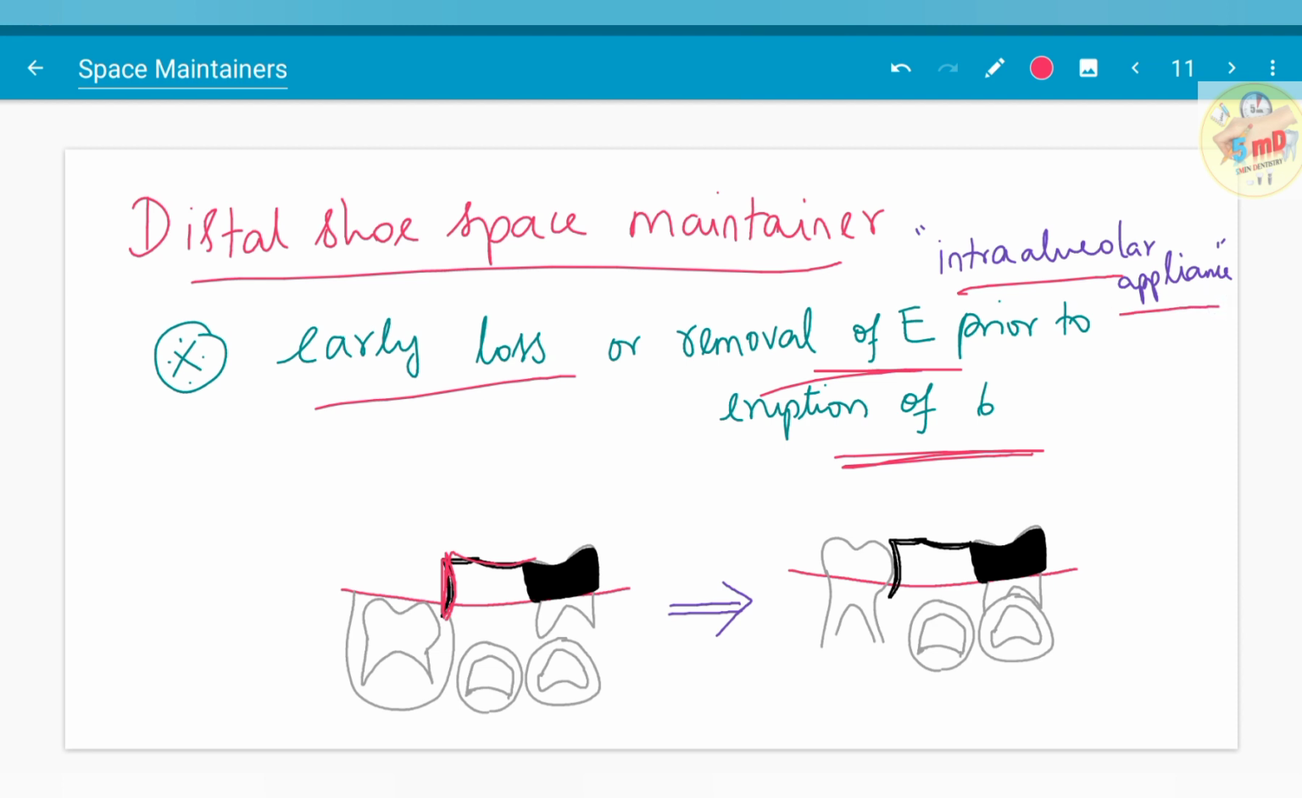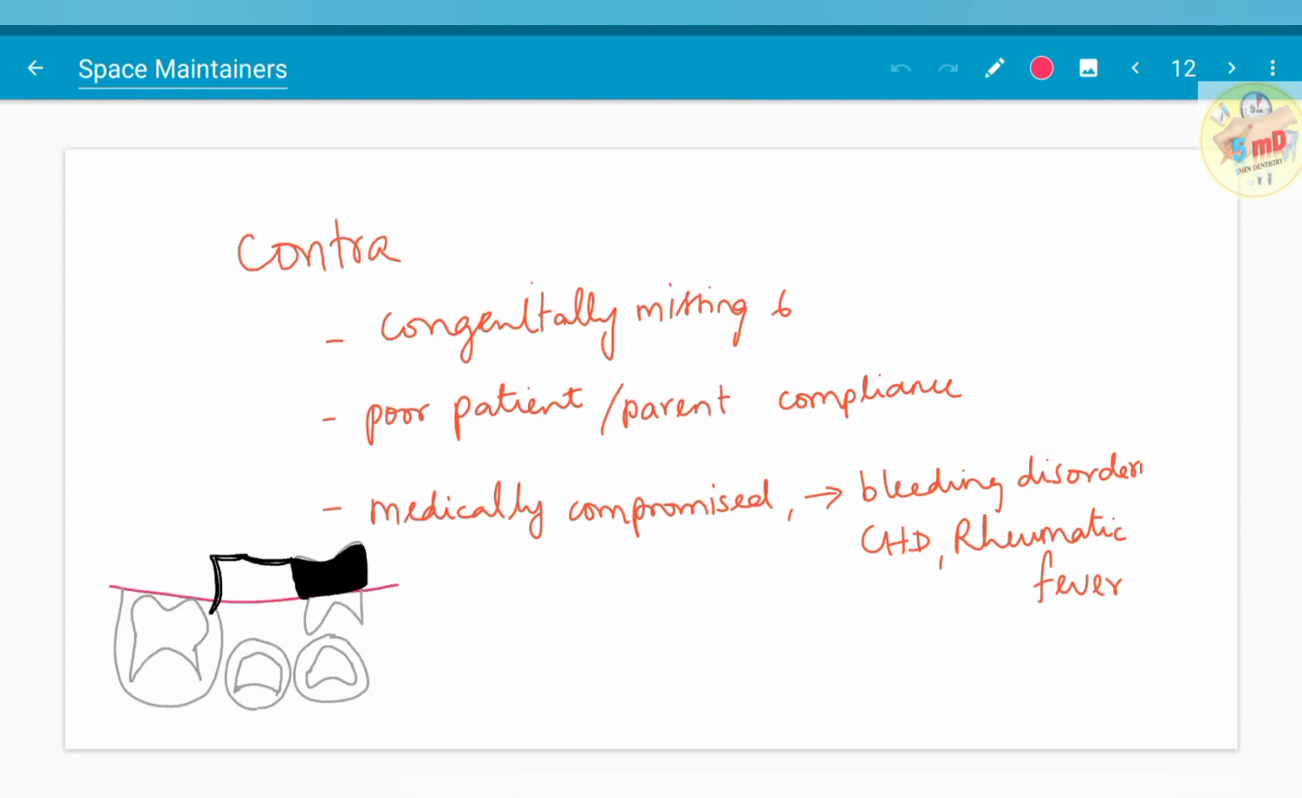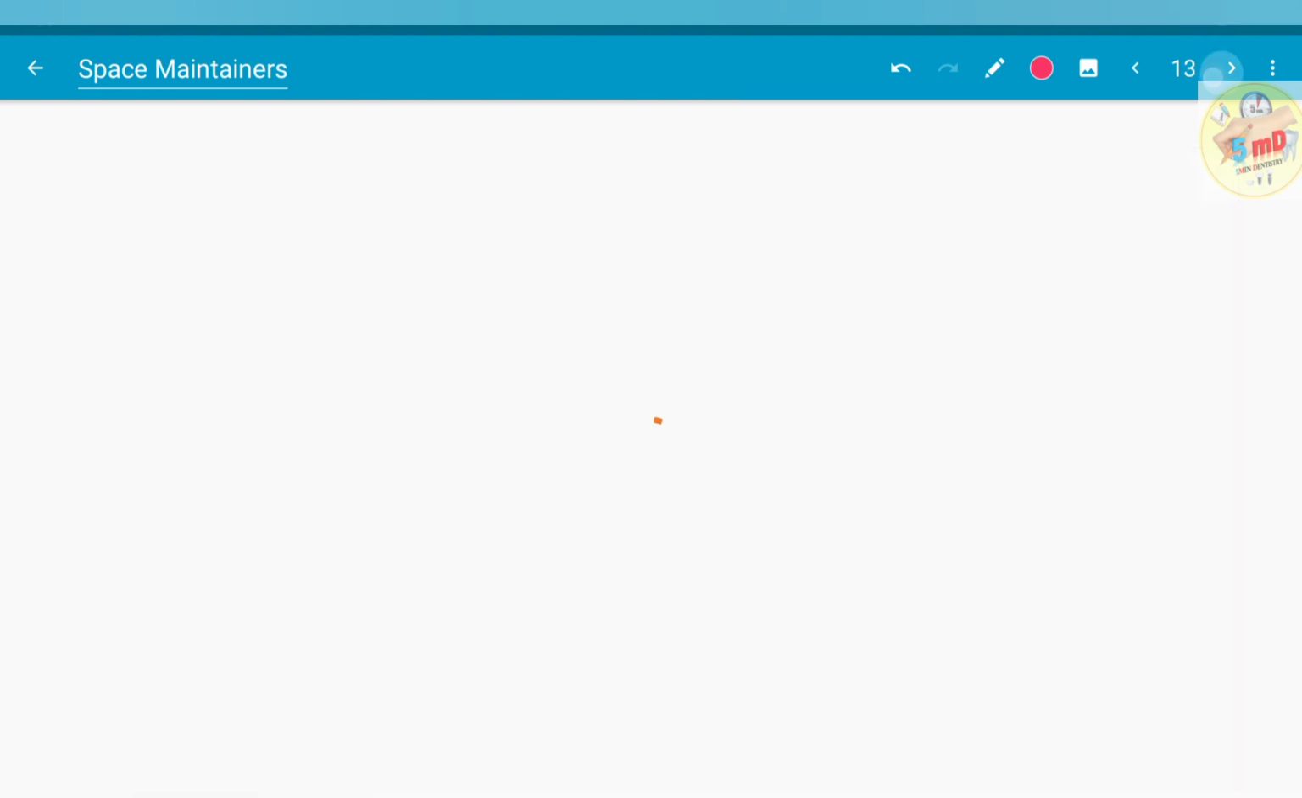intra-alveolar appliance. As you could see, it is invasive into the gingiva. The position is radiographically confirmed, and you should also rule out any missing 6, because then the purpose of giving a distal shoe is completely unnecessary. And as you could see here, the contraindications are congenitally missing 6 and poor patient or parent compliance, as it could be painful in the initial stage, and medically compromised patients, where the patient has bleeding disorders or congenital heart disease or rheumatic fever, then this kind of intra-alveolar appliance is contraindicated.